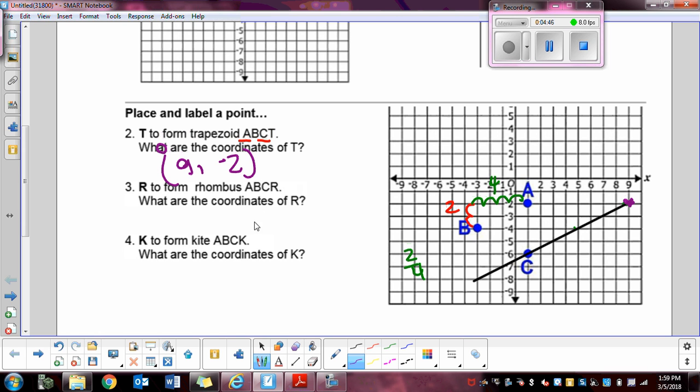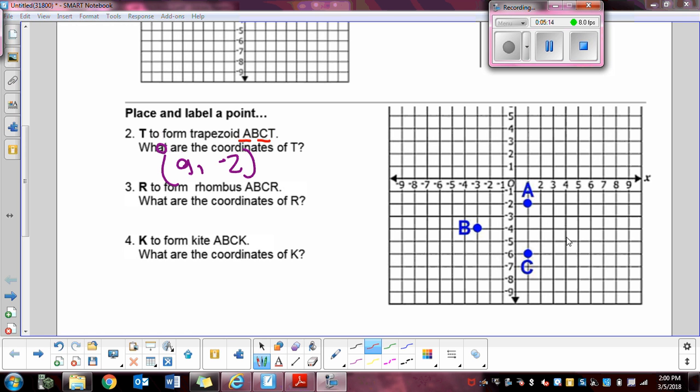So now we're going to try number 3, and it says we need to place R to form a rhombus, ABCR. You can connect the dots to see that this is a trapezoid. Let's try number 3. So really for the rhombus, we don't have many options. We know that the slope is up 2 over 4, and it has to be in a circle, so we have to go A, B, C, R.